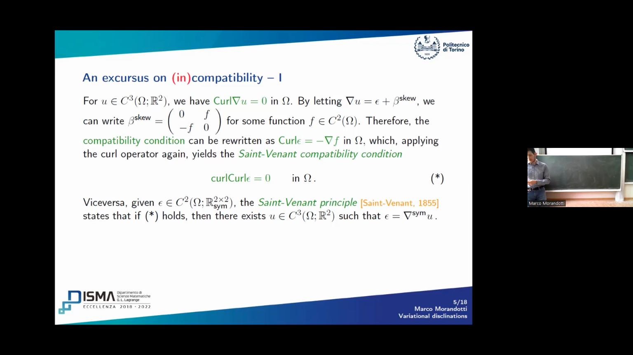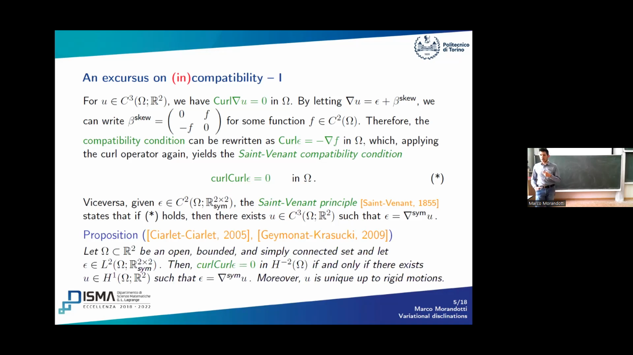So the curl of a gradient is always equal to 0, so the double curl of epsilon must be equal to 0, okay? And then the importance of Saint-Venant's work was to prove the opposite implication. If we have something whose double curl is equal to 0, then that epsilon matrix is the symmetric part of a function U of class C3, so of the regularity that we're interested in. Because all in all, we're taking 3 derivatives here, 1 to create the epsilon and 2 by taking the curls.